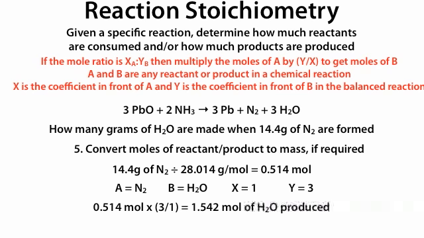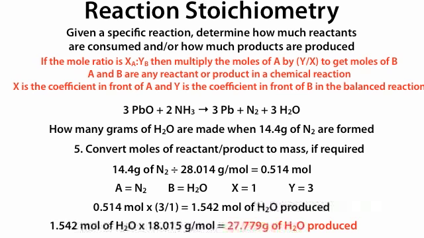Step 5, convert moles of reactant or product to mass if required. In this case, it is required because we're asked for grams of H2O and we have moles of H2O. We have 1.542 moles of H2O and we need to convert that to grams. We multiply 1.542 moles of H2O by 18.015 grams per mole to get 27.779 grams of H2O produced.